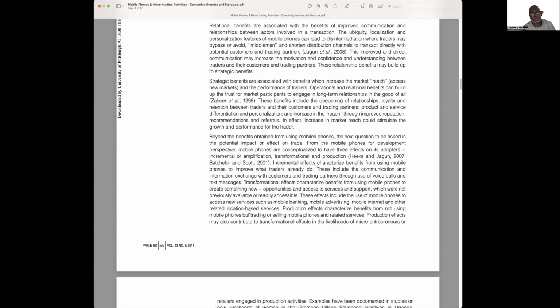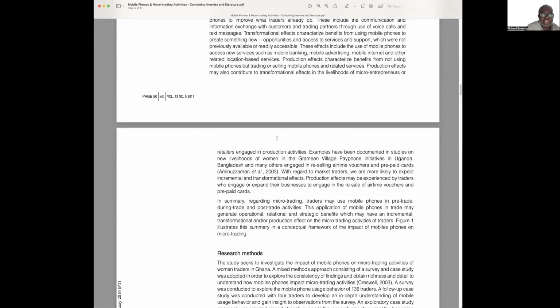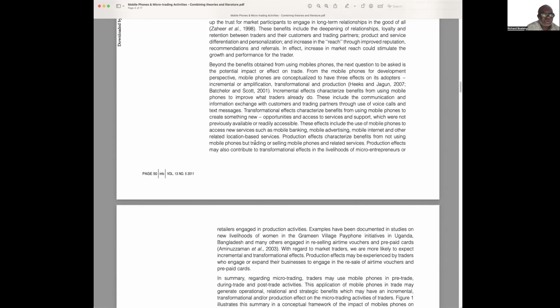So all of these things are being put together to explain. Now the production effect characterizes benefits from not using a mobile phone, but trading or selling mobile phones itself and its related services and accessories. Production effects may also contribute to transformational effects in the livelihoods of micro entrepreneurs engaged in production activities.